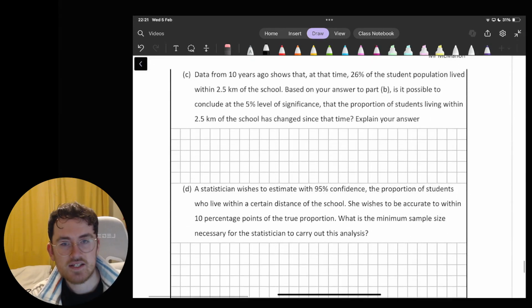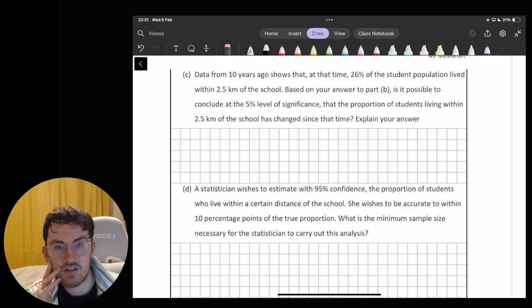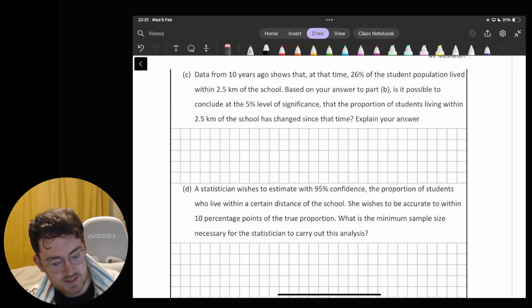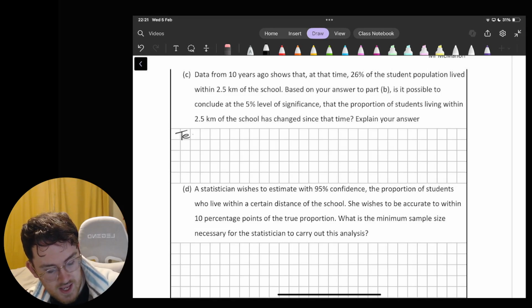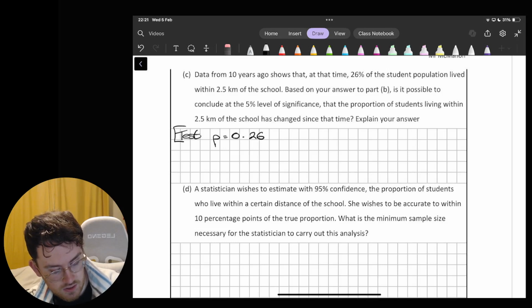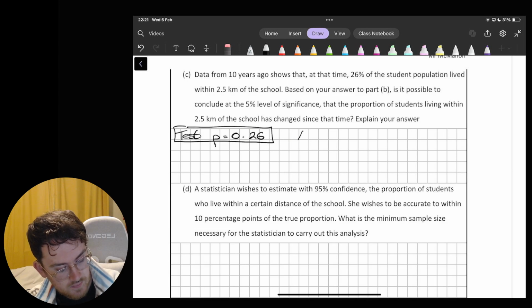So we're not done yet. Data from 10 years ago shows that at that time, 26% of the population lived within the school's range. Based on your answer, is it possible to conclude the proportion of students living within 2.5 kilometres has changed since that time? So essentially they're asking us here to test the proportion being 0.26 to see whether it's changed. So we would say as 0.26, we'll look at the interval.